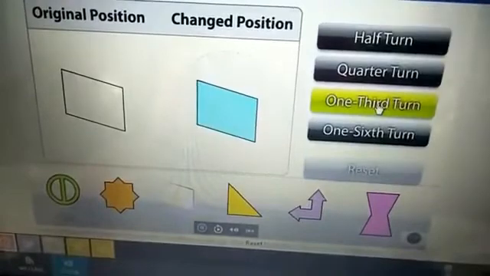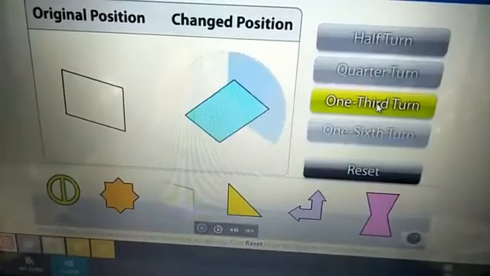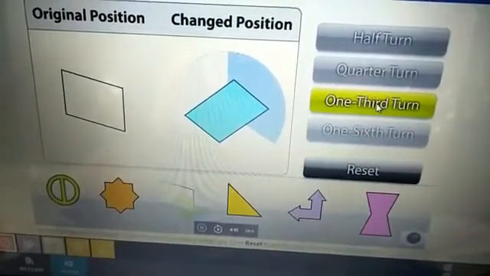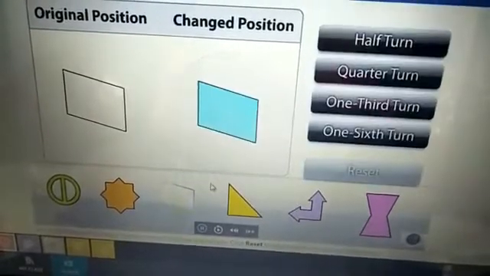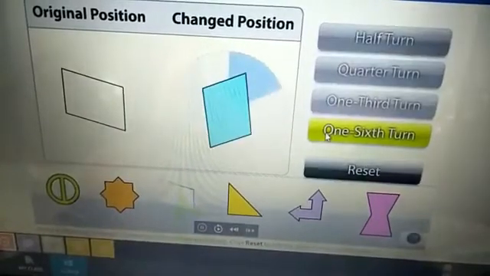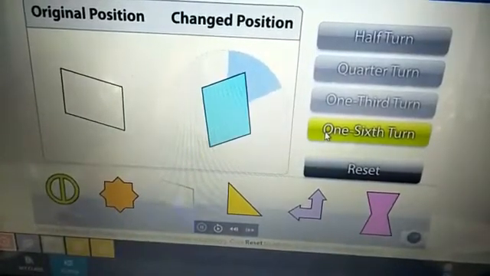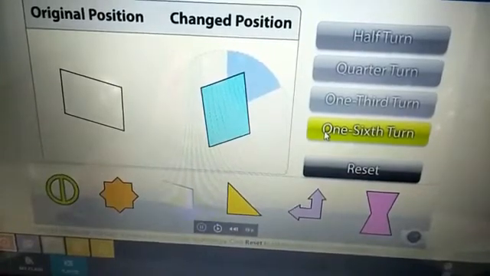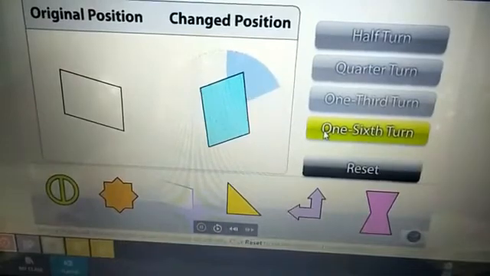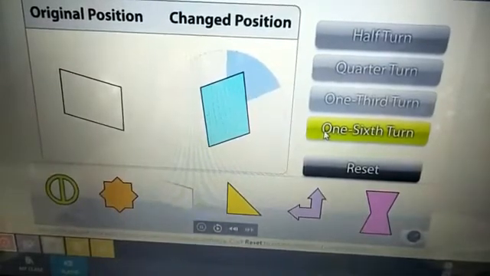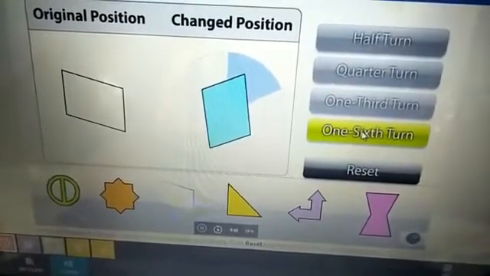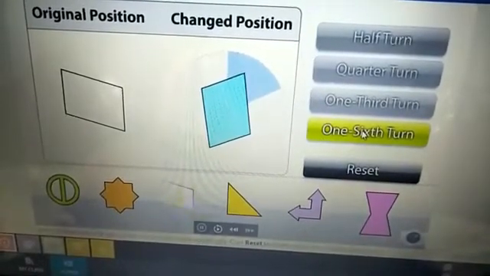Children, now I give 1/3 turn. So now also it has some change in its position. Next I give 1/6 turn. So now it has some change in its position. So it looks like the 1/6 and quarter turn have only a little bit of change, children.